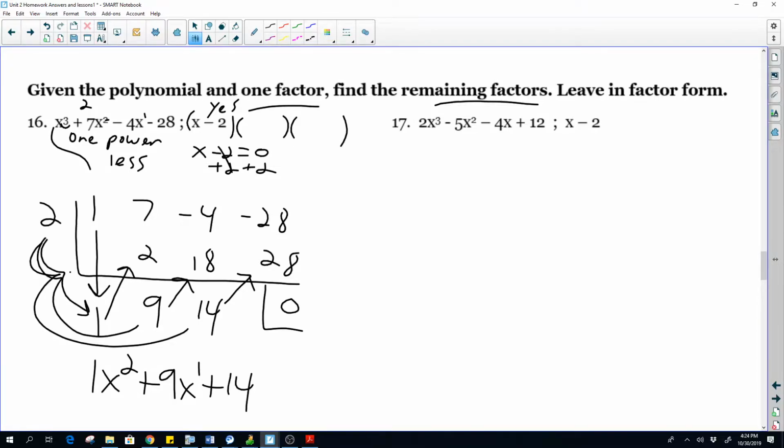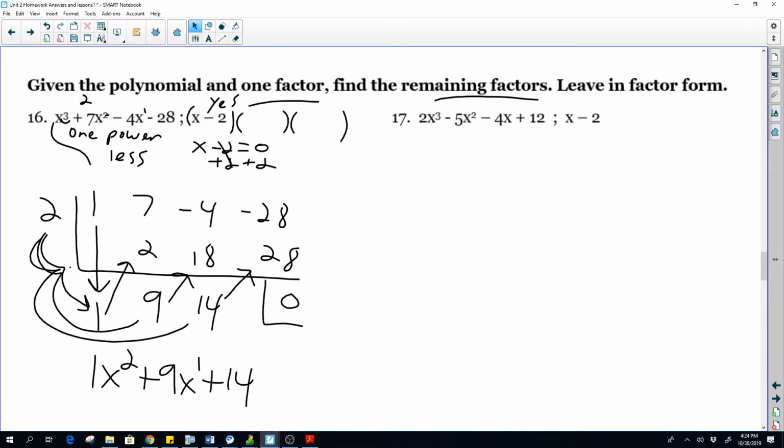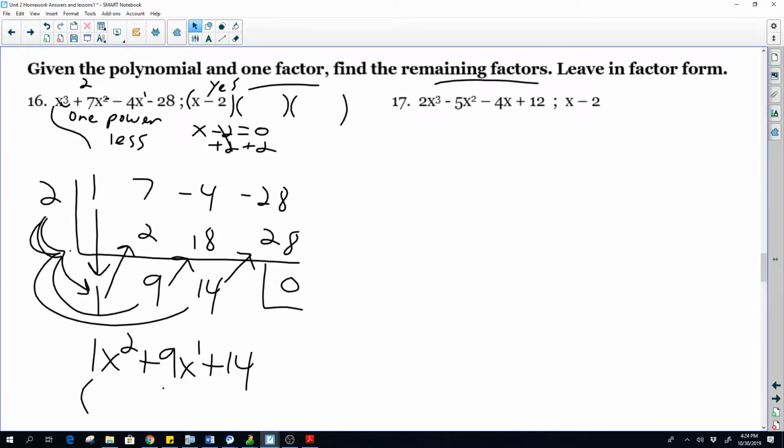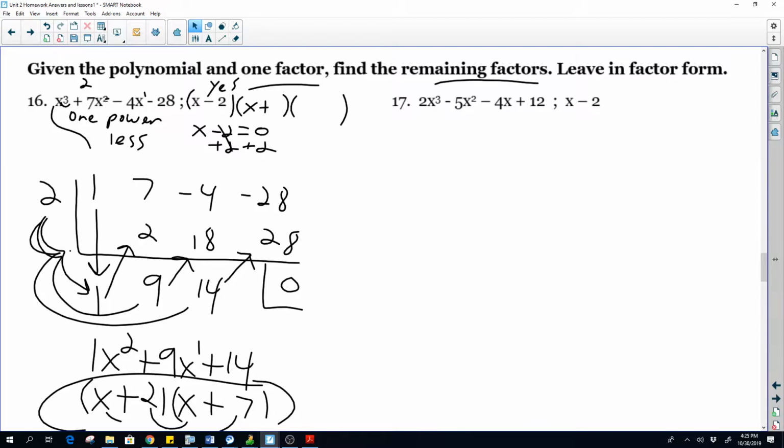That's our answer. But what they want us to do is find the other 2 remaining factors, so you just need to factor this more. So x and x. We're looking for factors of 14, which is 2 and 7. So 2 and 7 make 14, so both plus, and then 2x and 7x is 9x. We did it. So those are the other 2 factors: x plus 2 and x plus 7 is our answer for this problem. Because look, we have x minus 2 given, and then we found x plus 2 and x plus 7.